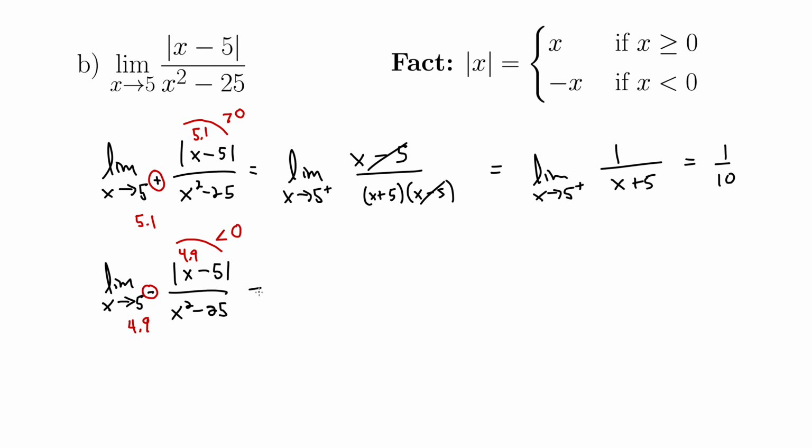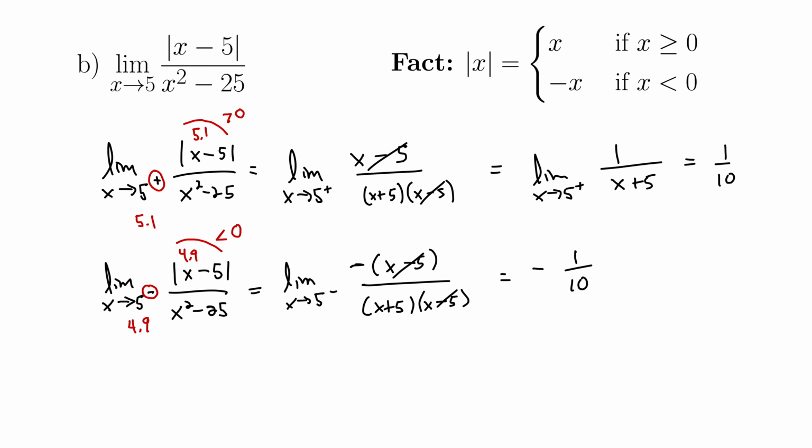So we then have here the limit as x goes to 5 from the left. We replace the absolute value with the negative of that quantity, so negative quantity x minus 5. Make sure you put parentheses around that. All over x plus 5, x minus 5. Same cancellation. So now we can evaluate this limit. It becomes negative because we have this negative out front, and then we have 1/10 just as before.